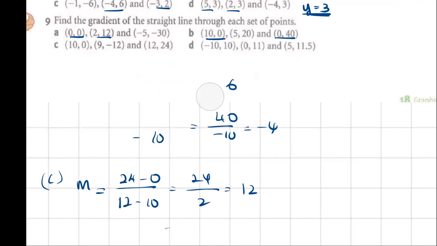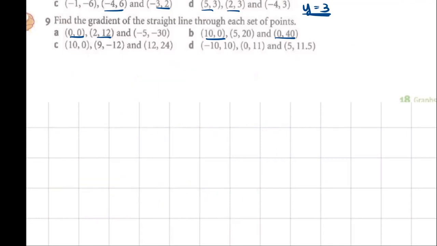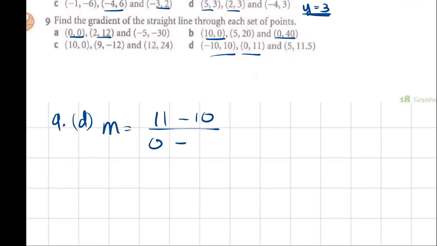Last one, question D. I'll use these two because I don't like to touch the decimals. m is equal to y2 minus y1 over x2 minus x1. 1 minus 10, 1 over 0 plus 10, 10. And done.